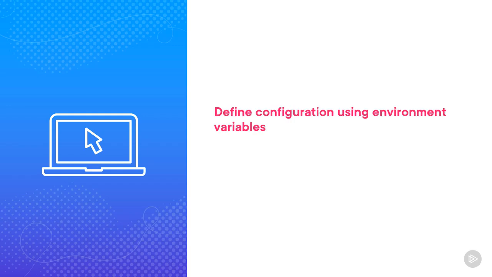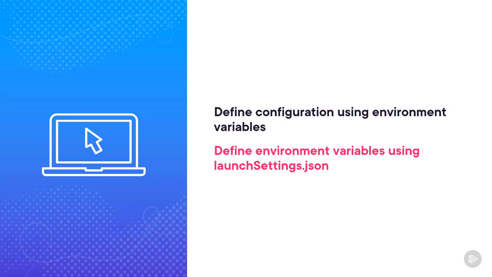After JSON files, the second most common way to provide configuration for .NET and ASP.NET Core applications is via environment variables. In this demo, we'll learn how to define environment variables, which will be loaded by the environment variable configuration provider. We'll also learn about a more straightforward way to provide environment variables during development by using launchSettings.json.